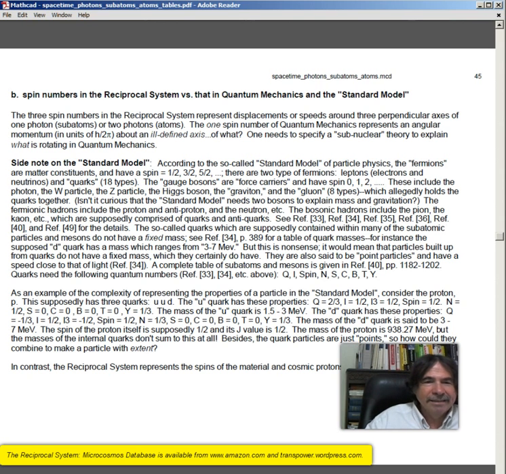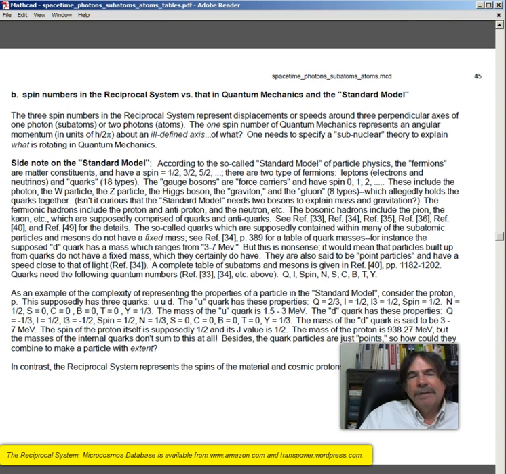But this is nonsense. It would mean that particles built up from quarks do not have a fixed mass, which they certainly do have. They are also said to be point particles and have a speed close to that of light. A complete table of subatoms and mesons is given in reference 40, pages 1182 to 1202. Quarks need the following quantum numbers. It's amazing. You need to specify quarks, you need to have Q, I, spin, N, S, C, B, T, and Y.